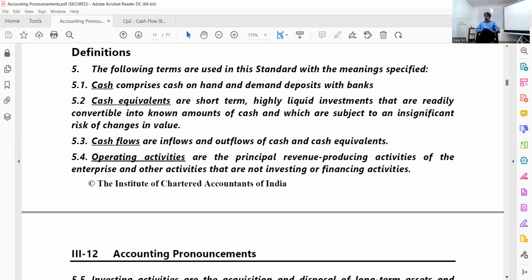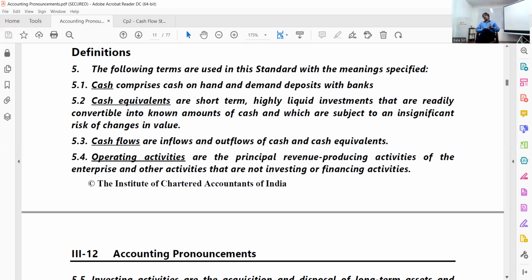People are asking, will that come in the exam? Definitely a question. See, the point is, for every chapter in your study mat, there will be a question in your exam. You want to escape, but it's very simple. So I want to classify the cash inflows and outflows in 3 broad heads: operating activities, investing activities, and financing activities.